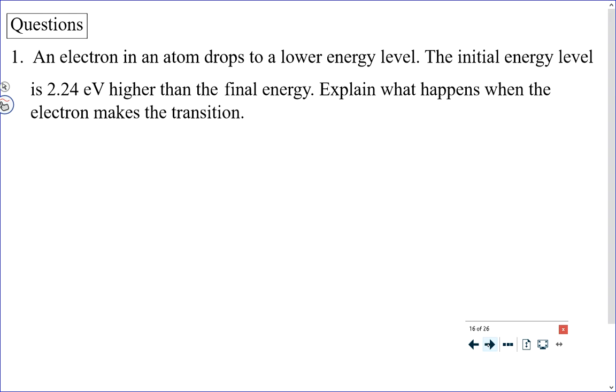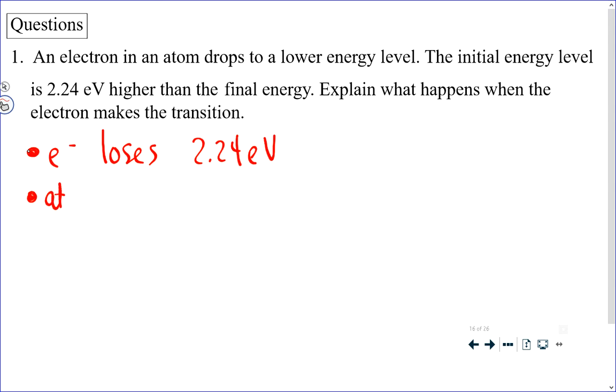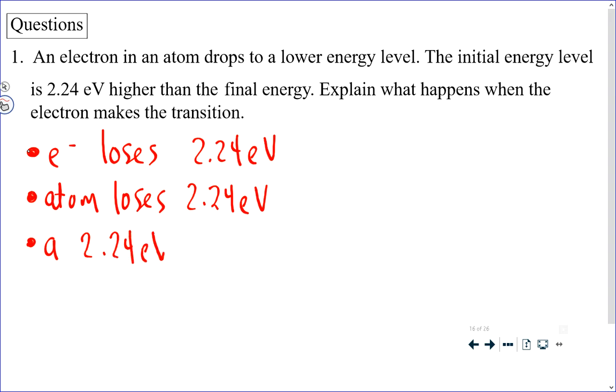Well, if the difference between the two energy levels was 2.24 eV, and the electron moves to a lower level in this process, one of the things that happens is the electron loses 2.24 electron volts. Since the electron is part of the atom, it's fair to say that the atom loses 2.24 electron volts of energy. Since the atom loses that energy, there must be a photon emitted.